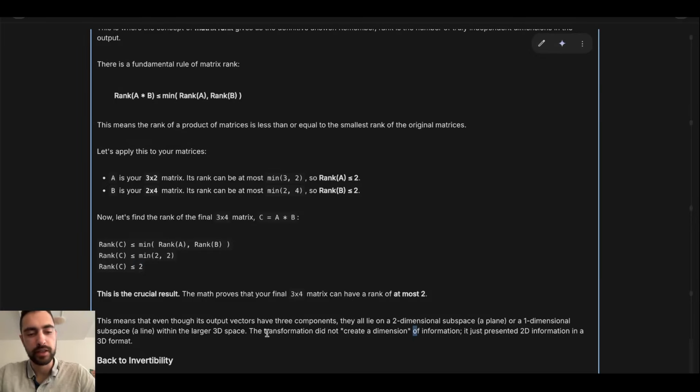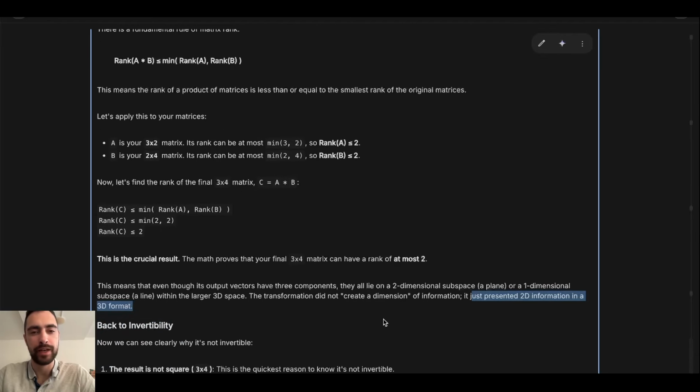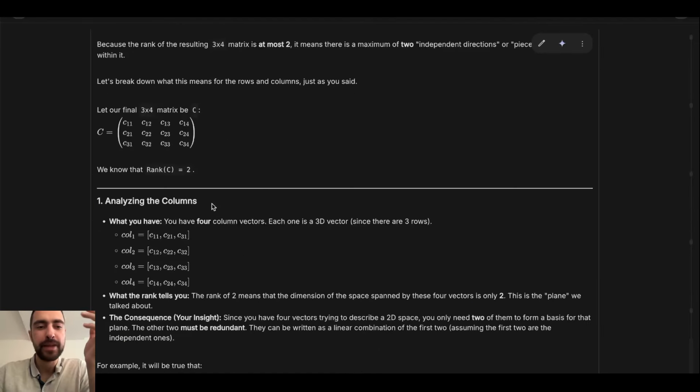So the transformation did not create a dimension of information, it just presented 2D information in a 3D format. One analogy would be if you have something drawn on paper and put it into some 3D room, that information on paper is still in 2D. Which then means that in this 3 by 4 matrix, only 2 rows and only 2 columns are linearly independent, and the others are dependent on those two.